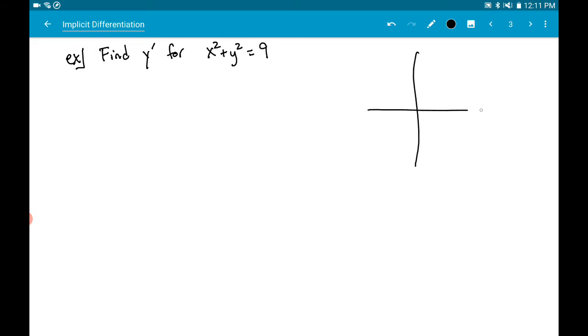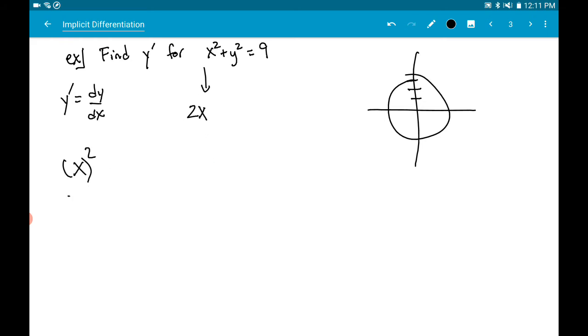Here's a circle with radius 3, if you're curious. And we want to find y prime. Remember, y prime is dy dx. You can write it either way. So I'm going to take the derivative of each term with respect to x. So, jumping right in. The derivative of x squared is 2x. If I did the chain rule on it, it's like 2 times x times the derivative of x. But we usually don't write it because it's equal to 1.